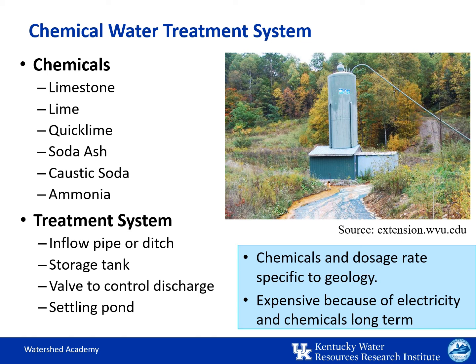A settling pond is located below the water treatment system to slow down the flow and capture the precipitating metals. Active treatment systems have the drawback of being expensive due to the need to purchase chemicals and supply electricity in perpetuity. Therefore, passive treatment systems are often recommended where feasible.